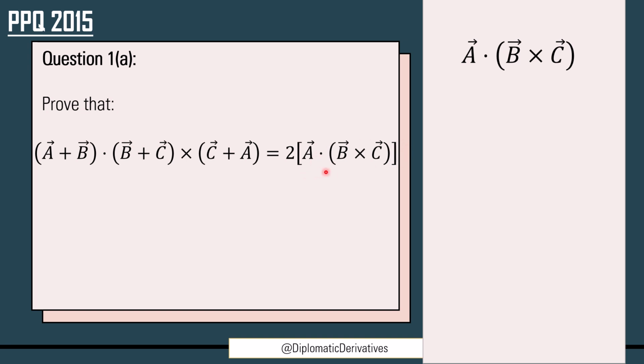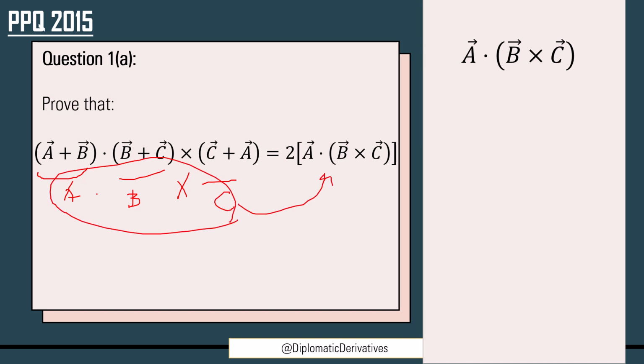Basically, this thing here, a dot b cross c, that is the right hand side, is exactly the scalar triple product formula, right? So 2 into means 2 times of this thing is equal to what? A plus b dot b plus c cross c plus a. Now what do you understand from this question? Basically, you can see if this is a, let's suppose, dot, this is b cross, this is c, so isn't this exactly similar to this a dot b cross c, right?